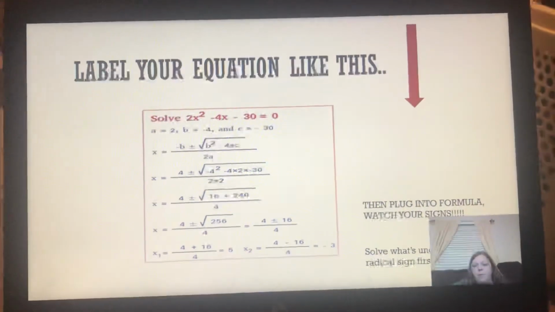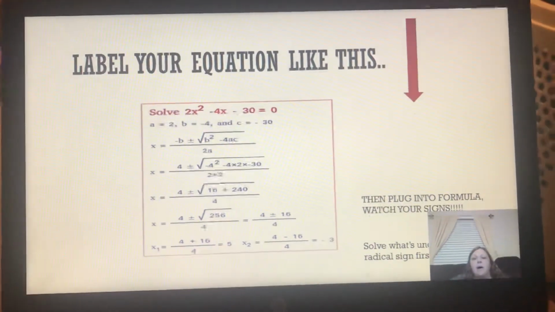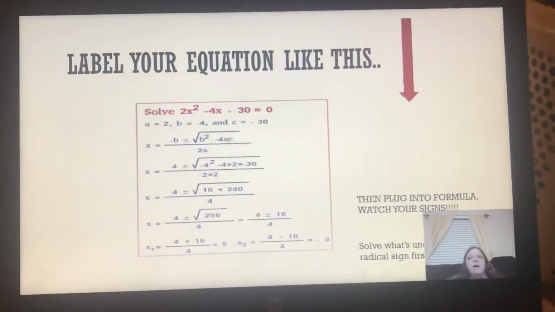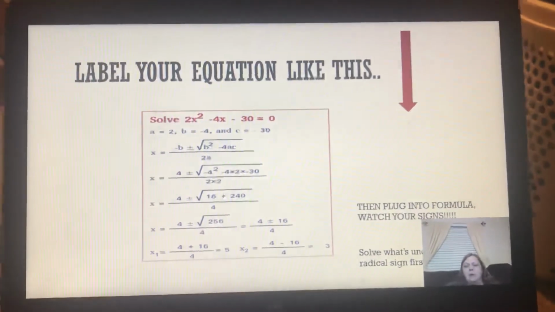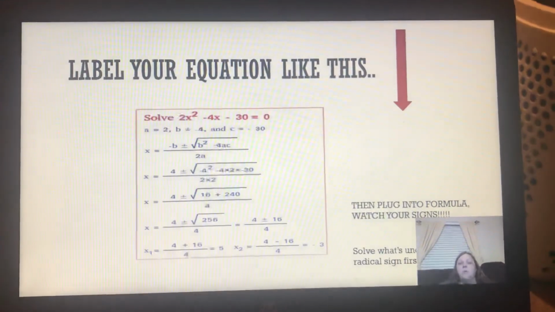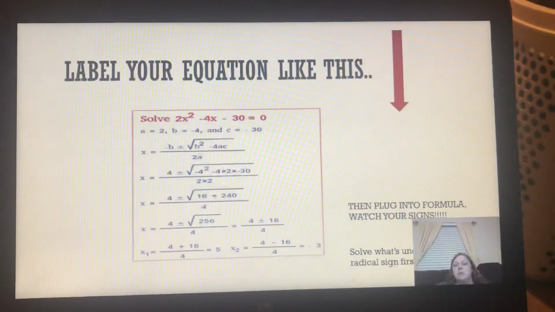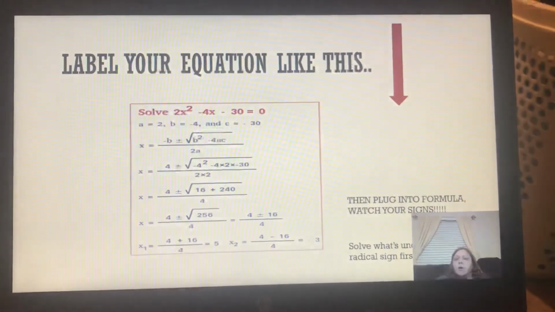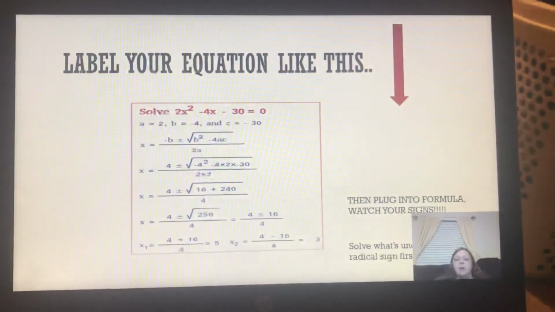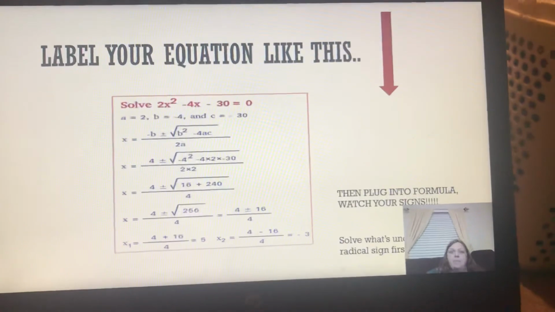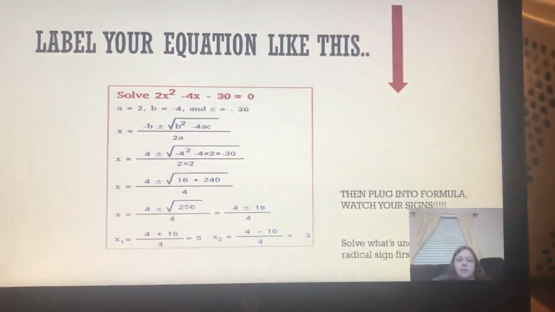Plug it into the formula. Watch your signs. I use parentheses in there, and you can kind of keep it separate instead of all them X's. I don't like that. Once you do that, down here at the bottom, what I wrote says solve what's under the radical sign first. It makes it a lot easier to work under that radical sign. It's like the order of operations, parentheses or grouping symbols. Work underneath that first, and then we're going to get down to the fourth step. You're going to get down to where you break it into two problems. That's why you have that plus and that minus.